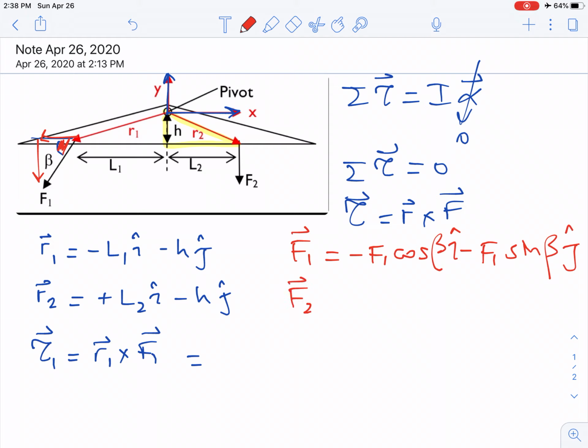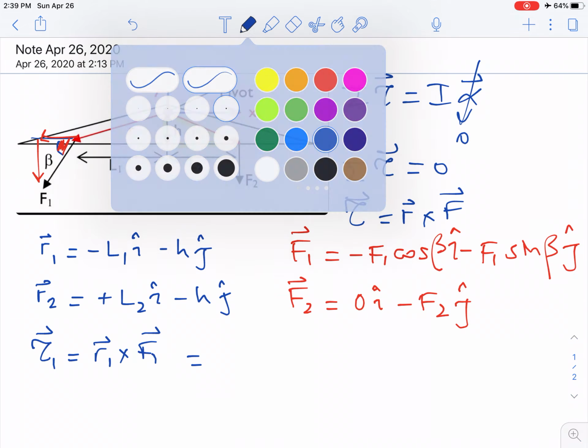Okay, let's do the same thing for F2. For F2, it only has y component, so it's like 0 i hat, and it's downward, so it's negative. The whole thing is along the y direction, so it's going to be F2 and j hat. Okay, so now let's focus on the torque 1.